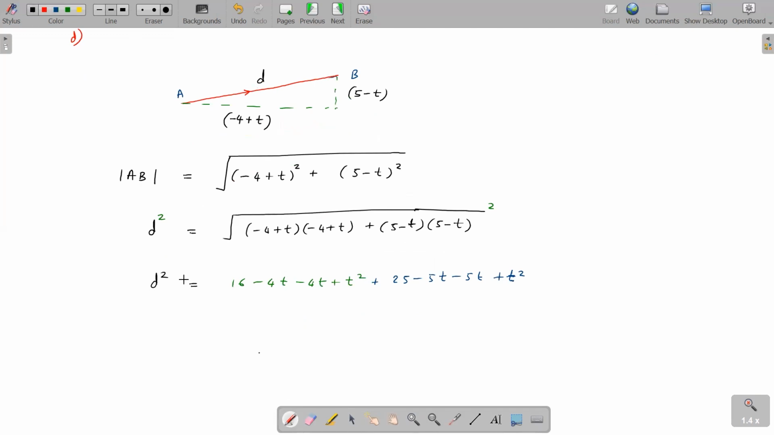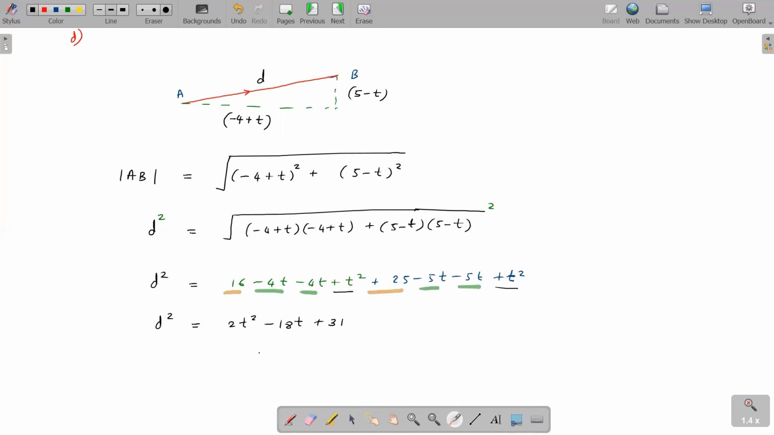Taking everything together, I get d square equals, how much is it? Plus t square is 2t square. At the t values, minus 4t, minus 4t, minus 5t, minus 5t. How much is it? Minus 18t. And if you add the constant 16 plus 25, how much is it? How much? 31. 2t square minus 18t plus 31. Okay, so this is the distance equation.